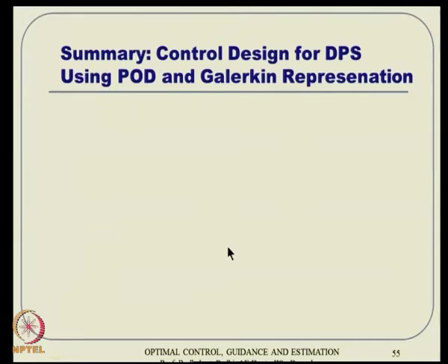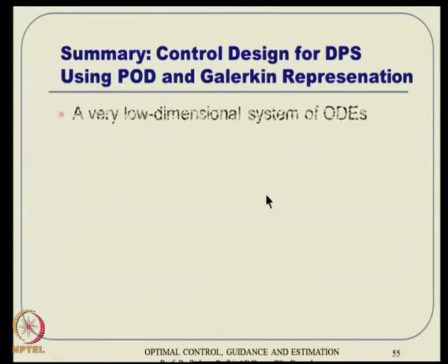So, summary of this entire control design approach using POD and Galerkin representation: first of all, it results in a very low dimensional system of ODEs. Again, this entire way of handling PDE systems is that we have to have some representation as ODEs and then apply the control design philosophies and things like that. One way is to not bother about model reduction and simply go ahead and implement in finite difference.